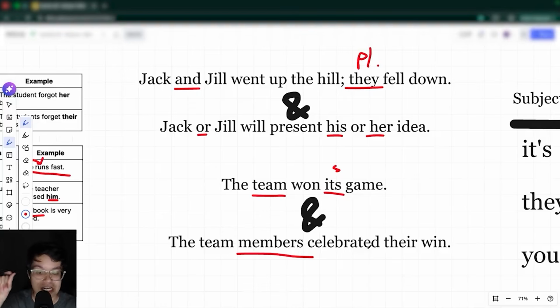You have to always think, what is the main thing actually doing the action? In this example, the team is the thing doing the winning. In this example, it is the members who are celebrating, and that is the action that they're doing here. So just a good example, keep in mind.